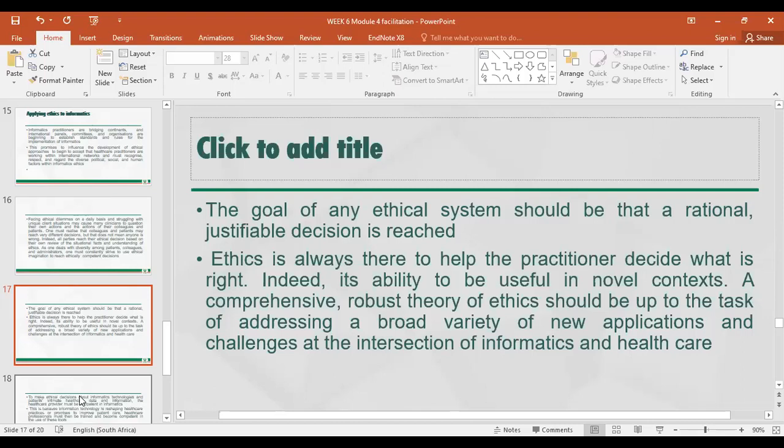Ethics is a guide, or principles, or guidelines to help practitioners decide what is right. And so if these ethics or principles, or a code of ethics, have been provided for us, let's use it. It helps to guide us not to go outside of our scope. And so it's important that we apply this ethics, because a comprehensive and robust theory of ethics should be up to the task of addressing a broad variety of new applications and challenges at the intersection of informatics and healthcare.